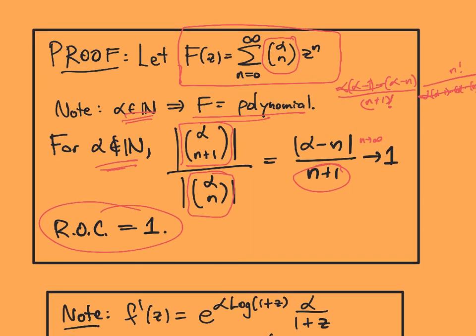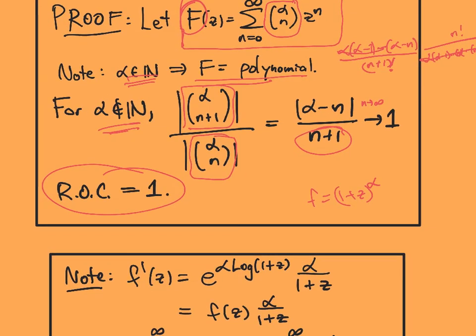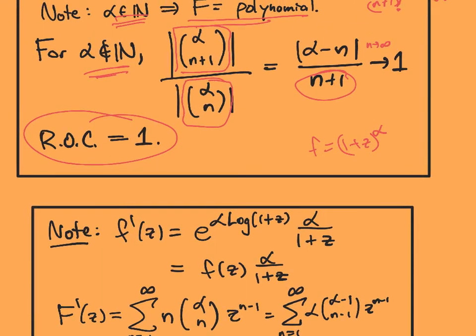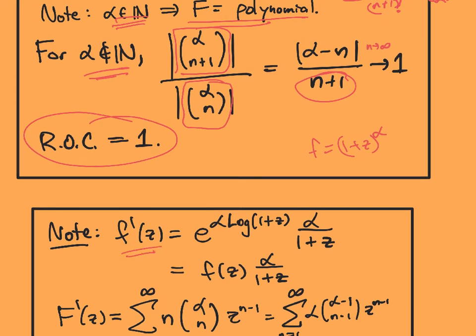Now we're going to show that capital F and little f, namely little f is this, capital F and little f satisfy the same differential equation. So with little f, the differential equation is easy to get just from the chain rule. So little f is equal to e to the alpha log 1 plus z. So I take the derivative of that using the chain rule. So I'll get the original times the derivative of alpha log 1 plus z, which will give me alpha over 1 plus z. And so now I have f times alpha over 1 plus z.